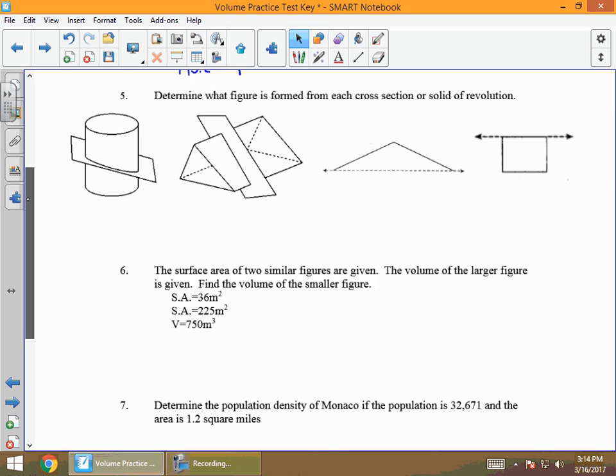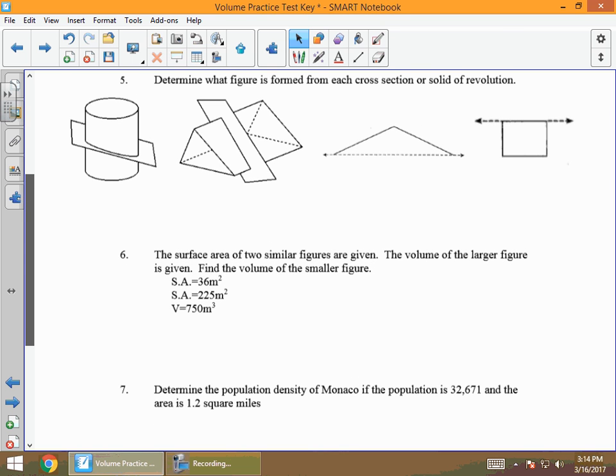All right, number 5 says determine what figure is formed from each cross-section or solid of revolution. On the test, you just have to name these. You do not have to draw these because I get it, I understand, I'm not very artistic. We can talk about what shape these are. So in this first figure, this cylinder being cut at an angle. If the cylinder is cut parallel to the ground, it would form a circle. But if the plane that cuts the cylinder is at an angle other than parallel to the ground, this thing will make an oval. This circle will not be a circle, it will be an oval.